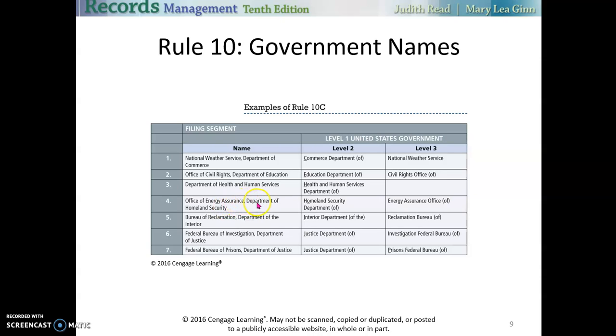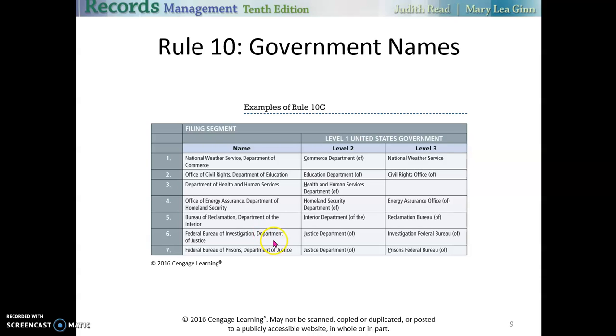Office of Energy Assurance, Department of Homeland Security. United States government is level 1. Level 2 is the department, Homeland Security, Department of. And finally, Energy Assurance, Office of. Department of the Interior, Bureau of Reclamation. Name of the department is Interior, Department of the, and then the office, or the third level, or bureau, is Reclamation, Bureau of.